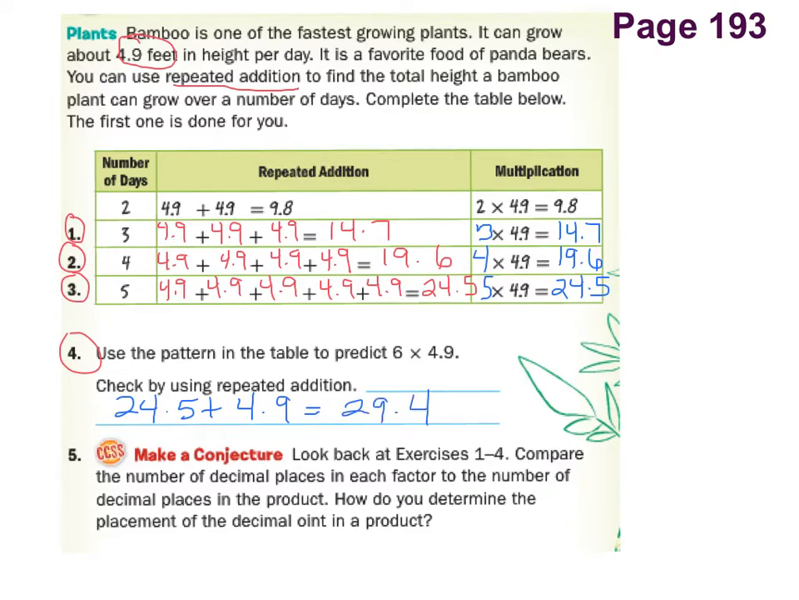29.4. So looking back at these exercises, compare the number of decimal places in each factor to the number of decimal places in the product. And how do you determine the placement of the decimal point in a product? Well, if you noticed, on each and every one of these, there's only one digit in the product. The product is our answer. And in each of our factors, there was only one decimal place as well. So when we use repeated multiplication or repeated addition, or when we multiply, all we have to do is count the number of digits in the decimal, and that's how many will have to be in our product as well.